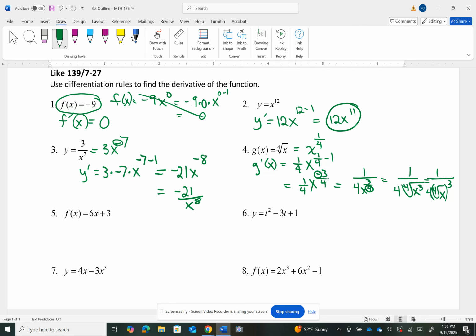All right, now 5 and 6, 7 and 8 are all polynomials.